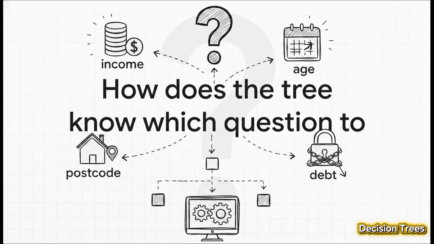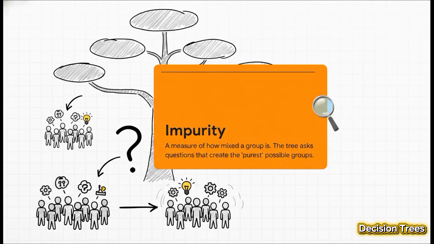And that right there is the million-dollar question. I mean, out of all the things it could ask about, income, age, the loan amount, debt, how does the machine figure out, mathematically, which question is the best one to start with? The one to put at the very top, at the root of the tree? Well, the answer comes down to this idea called impurity. Just think of impurity as a measure of how messy or mixed up a group of data is. The tree's main goal is to find the one single question that will split a messy group into two new groups that are as pure as possible. And by pure, we just mean groups where everybody inside has the same outcome.